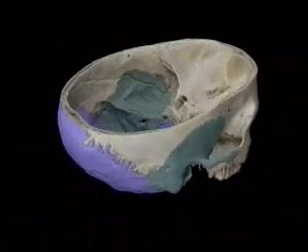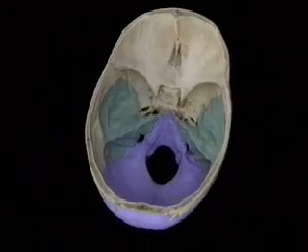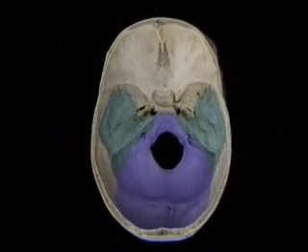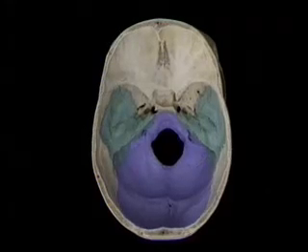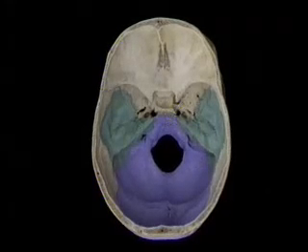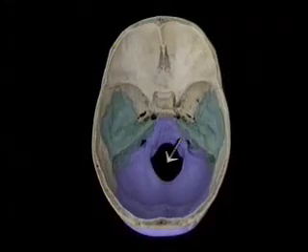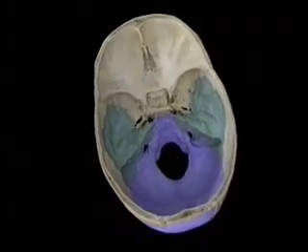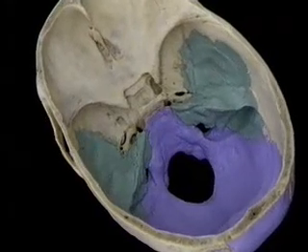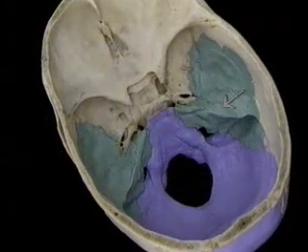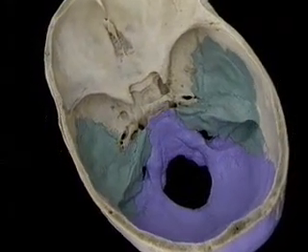Let's take a brief look at the occipital and temporal bones from the inside. Here's the squamous part of the occipital bone. Here's the basilar part. Here's the foramen magnum. Here's the squamous part of the temporal bone. Here's the petrous part, which contains the structures of the inner and middle ear.